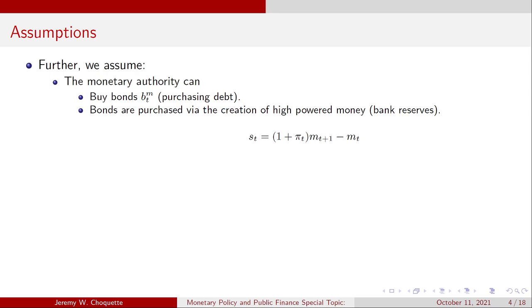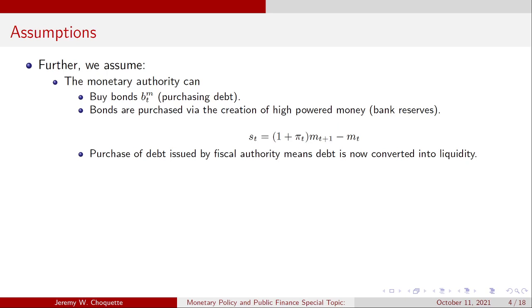Now we're controlling for inflation. You know, we print more money, right? If you print more money, you're going to have more inflation. So that's what that 1 plus pi t is for, right? That's the inflation rate that we will get by printing more money, m t plus 1. So this purchase of debt that's issued by the fiscal authority means essentially debt's converted into liquidity.